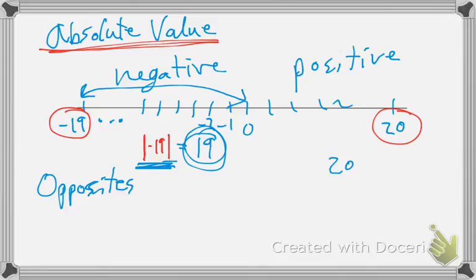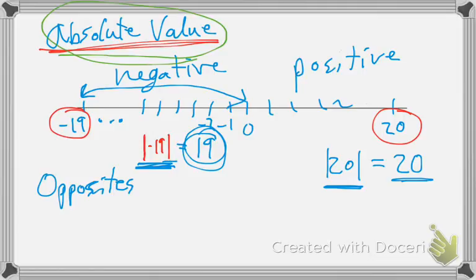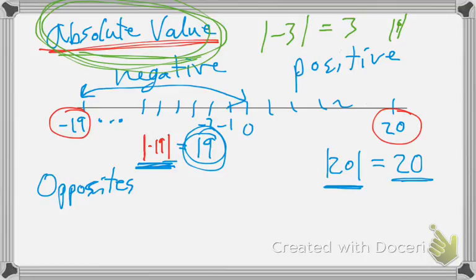What's the absolute value of 20? How far away from 0 is it? It's just 20 away from 0. So what's the positive value of 20? It's just 20. So absolute value, getting all kinds of colors in here. Absolute value is just how far away from 0 is it on the number line. Absolute value of -3 is 3. Absolute value of 4 is 4.